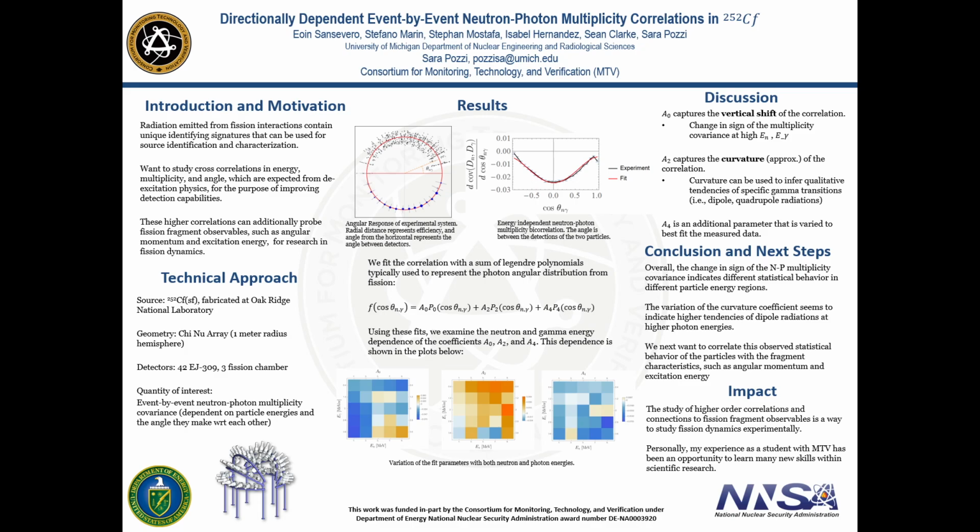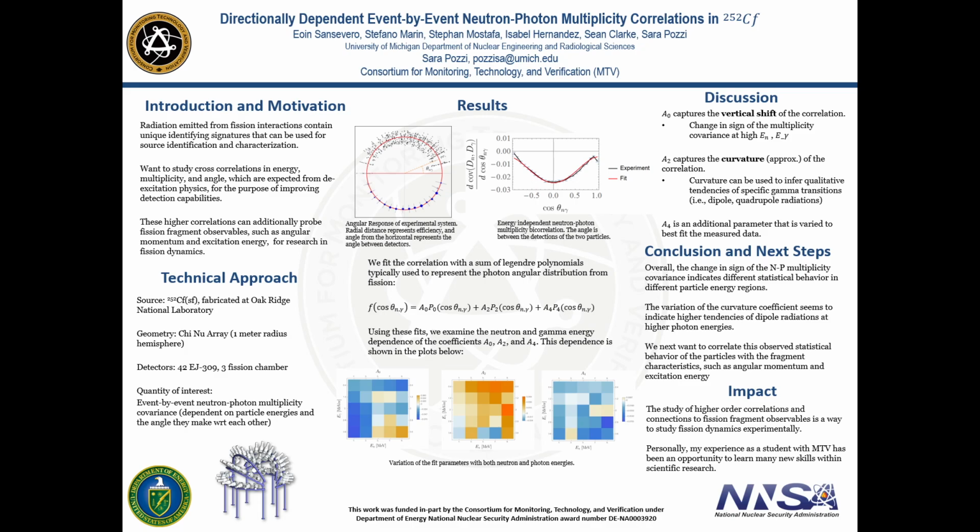In this presentation, I'll discuss how we extract the energy and angular dependence of this multiplicity correlation from experimental data taken at the Kainu system at Los Alamos National Laboratory. The fission data was collected on an event-by-event basis, and the Kainu system is a hemispherical array with a 1 meter radius. It consists of 3 fission chambers used to tag fissions and 42 liquid organic scintillators capable of PSD for neutron and gamma detection.